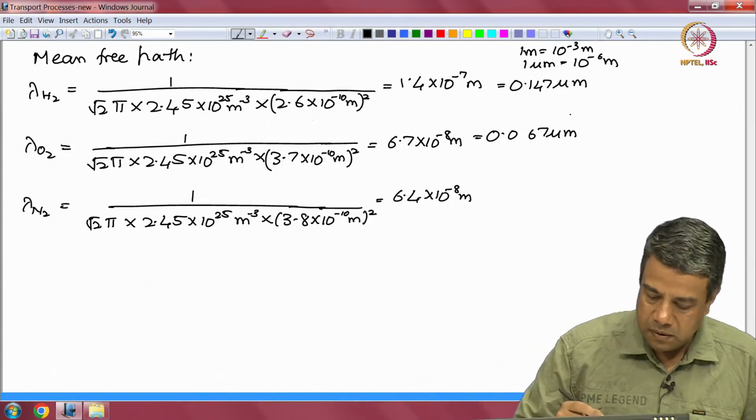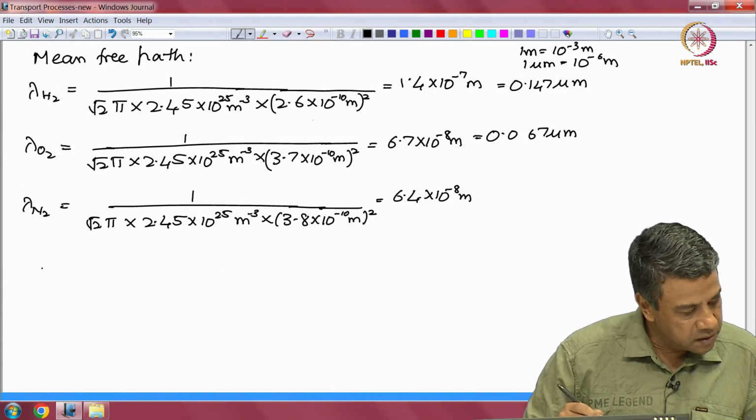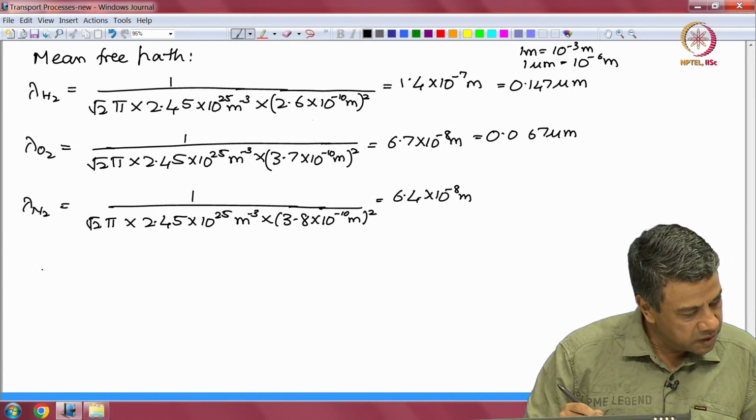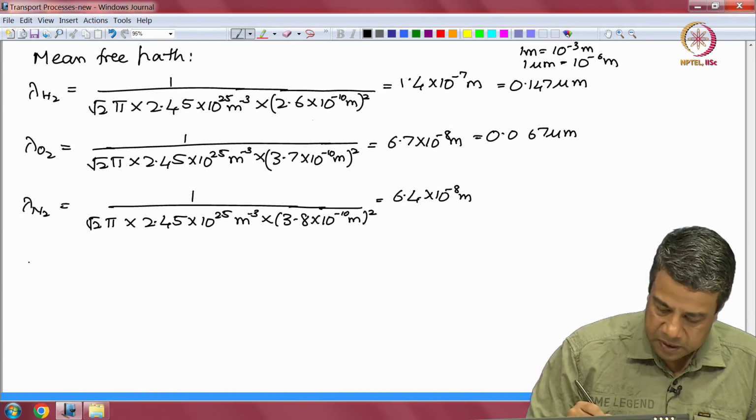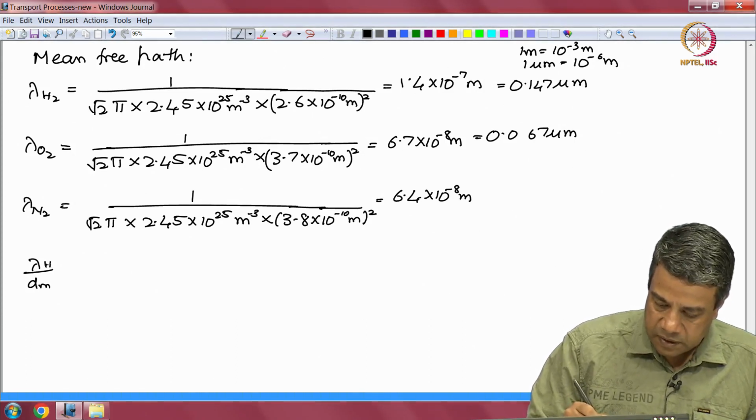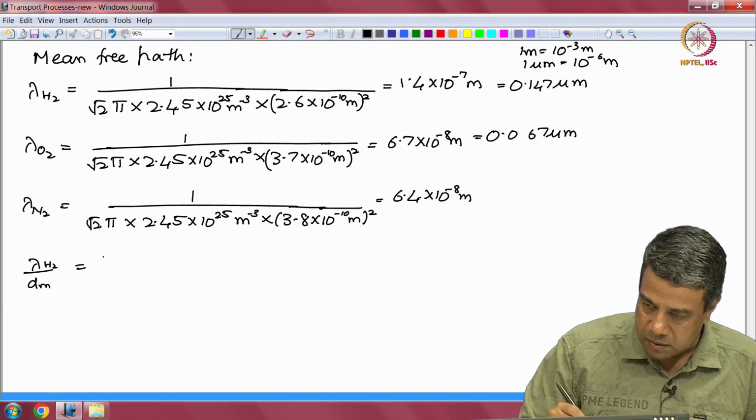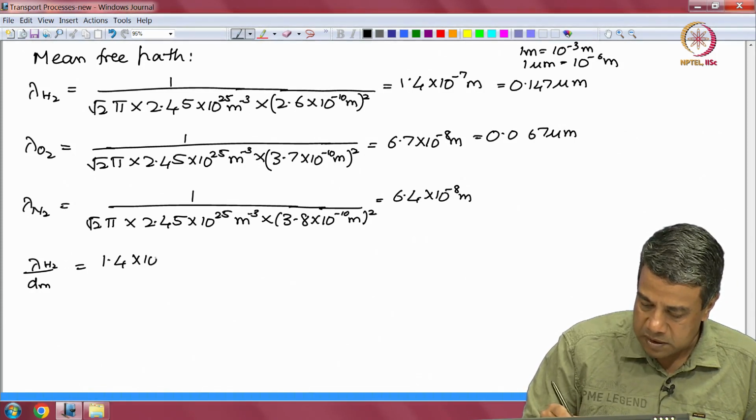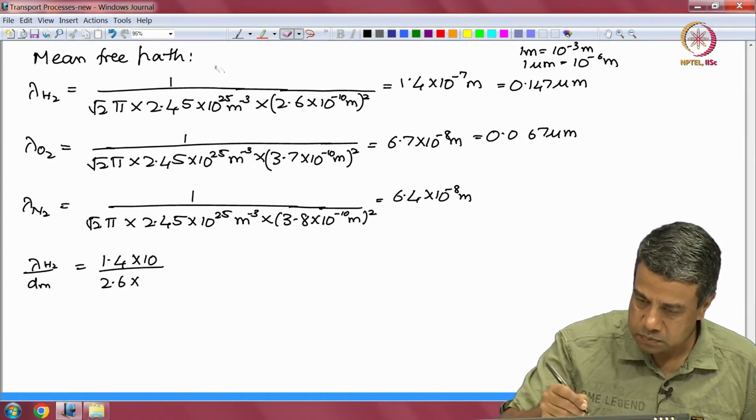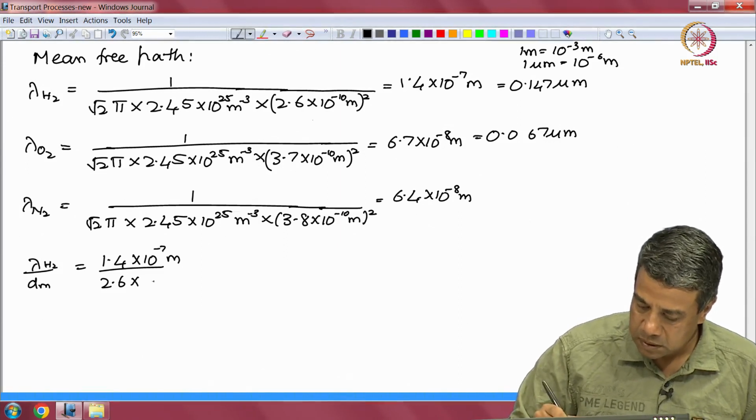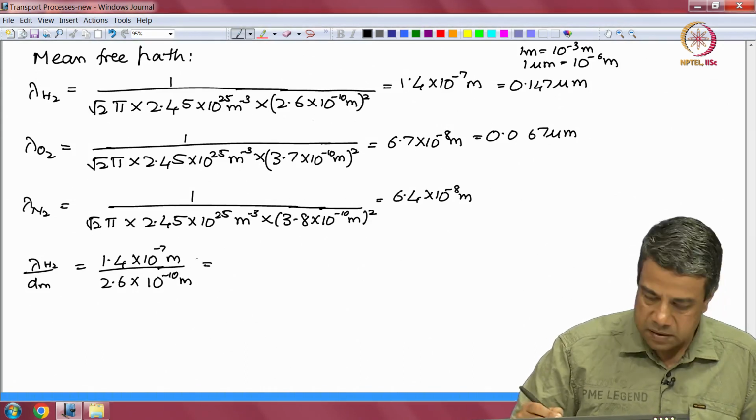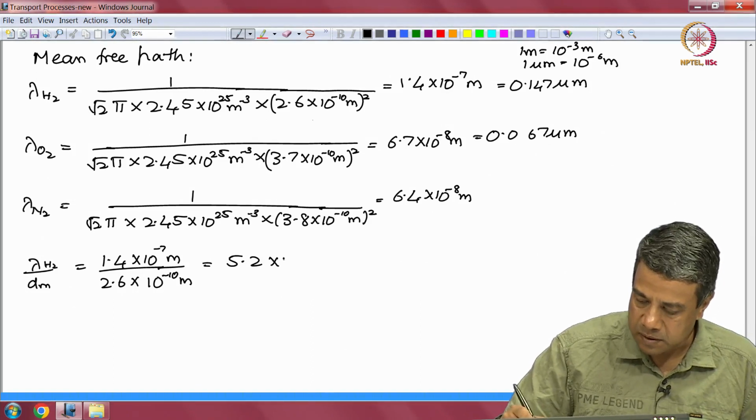Now, you can calculate the ratio of the mean free path to the molecular diameter. Lambda by dm of hydrogen is equal to 1.4 into 10 power minus 7 by 2.6 into 10 power minus 10 meters. This turns out to be equal to 5.2 into 10 power 2.